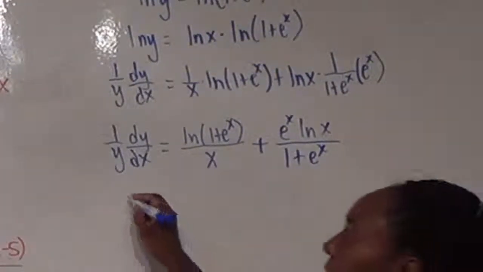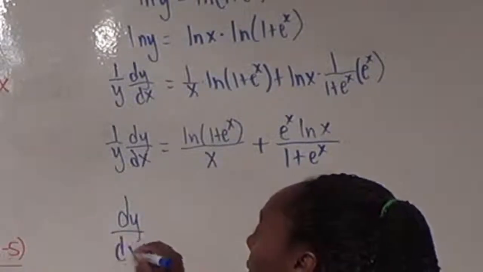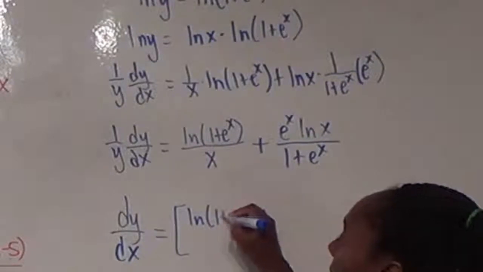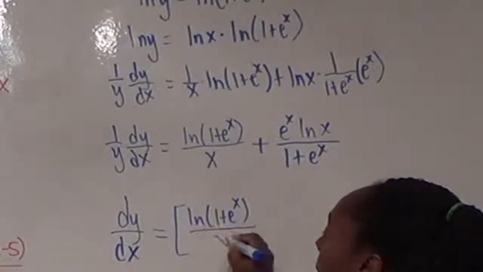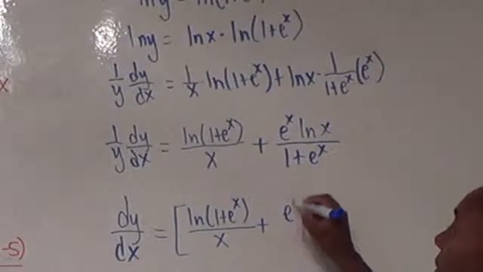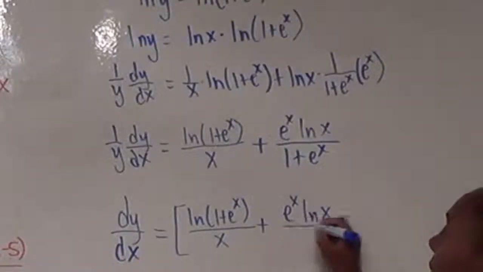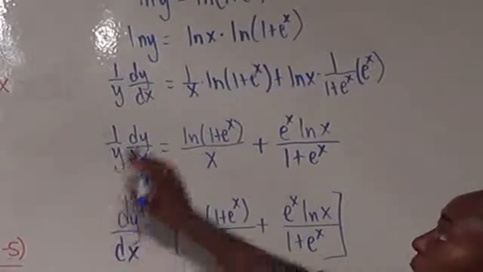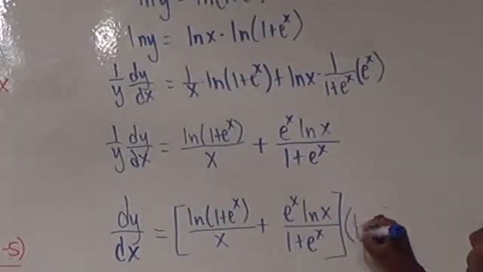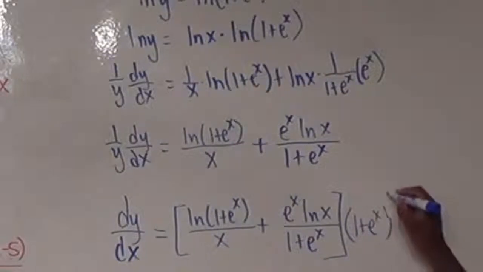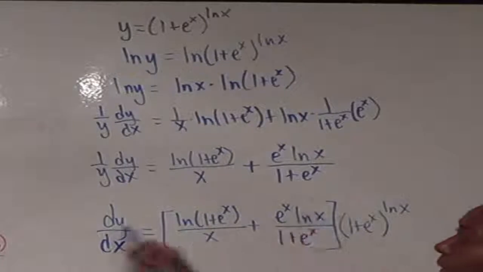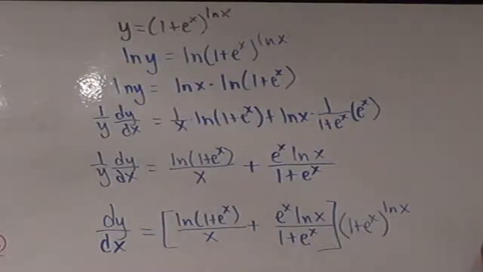And then from there, solve for dy dx by multiplying by y, which again was 1 plus e to the x to the natural log of x. Again, for these, you do not have to take this further. If you get to this point, that is full credit.